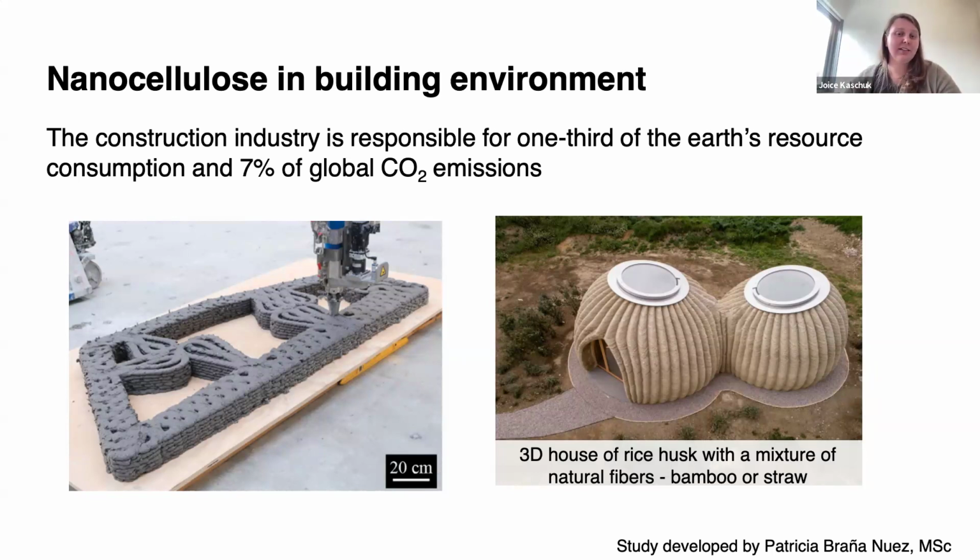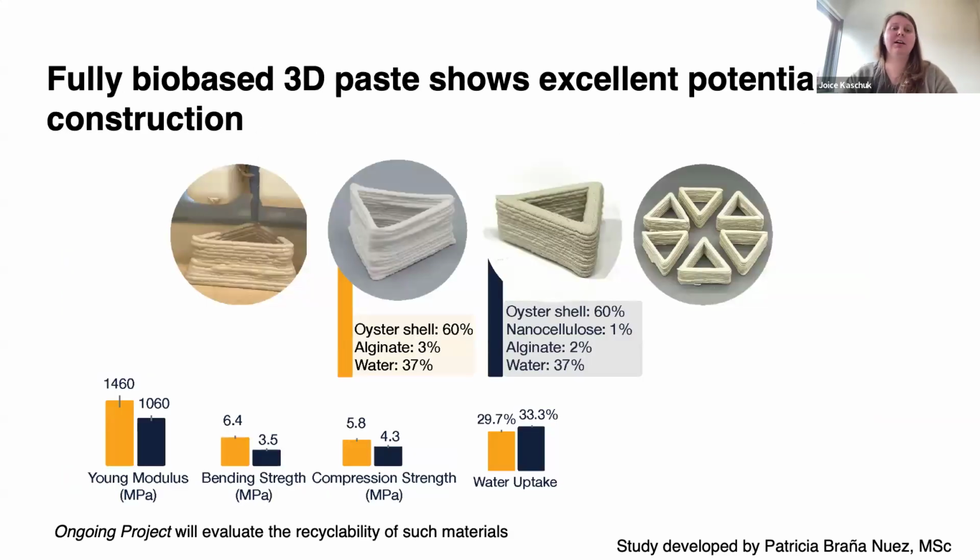So in the right image, there's a house that was built. I think it's in Italy, I'm not sure. But basically, what they did was 3D printing with rice husks and natural fibers. And then they actually managed to make a very well designed house. The issue with this technology is that we need to improve the printability. So her work was basically to use different bio-based products. In her work, she developed how to print oyster shells mixed with alginate and nanocellulose.